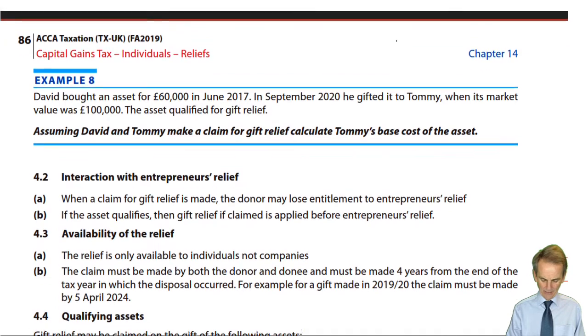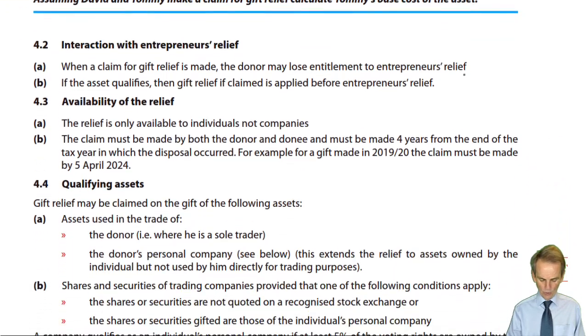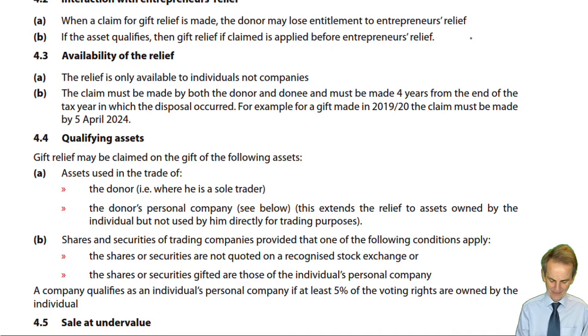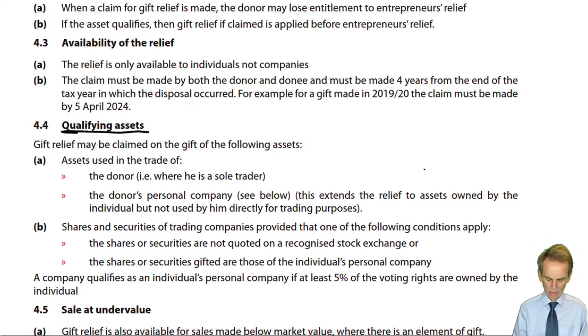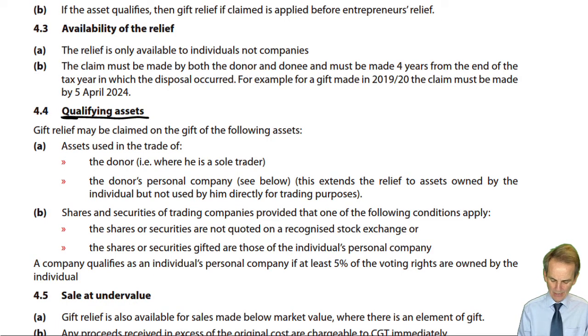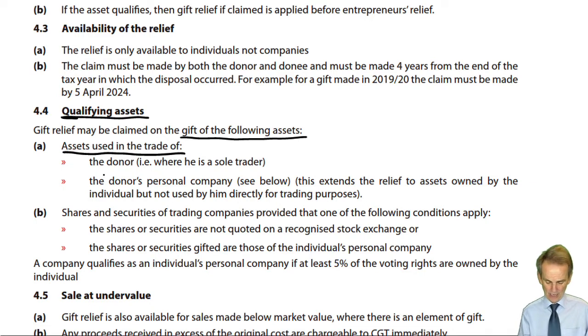Just moving down, therefore, and we'll look at what those qualifying assets are. Now, again, we're going to be talking about qualifying business assets here in section 4.4. Gift relief may be claimed on the gift of the following assets. Pretty obviously, if you're an unincorporated trader, assets used in the trade of the donor, i.e. where he's a sole trader. You could be a partner in a partnership, but basically a sole trader there. Assets used in the trade of the donor.